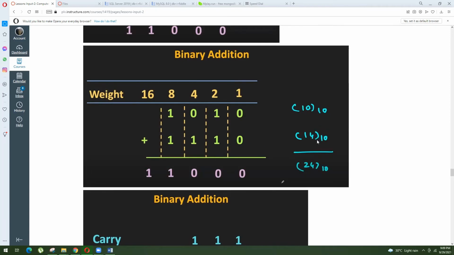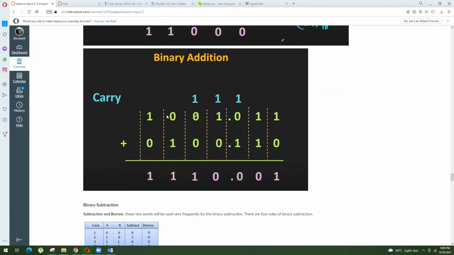Okay. So 10 plus 14 is 24. How do we get that? 0 plus 0, 0. 1 plus 1 is 0, carry 1. 1 plus 1 is 0, carry 1. 1 plus 1 is 0, carry 1. 1 plus 1 plus 1 is 1, carry 1. So if you add that up, value 16 plus 8 is 24.